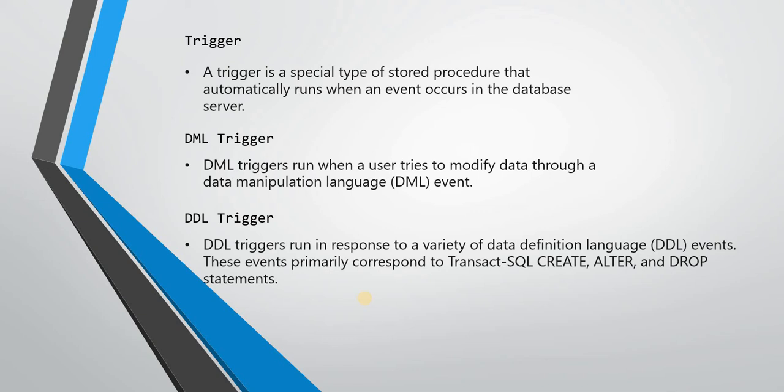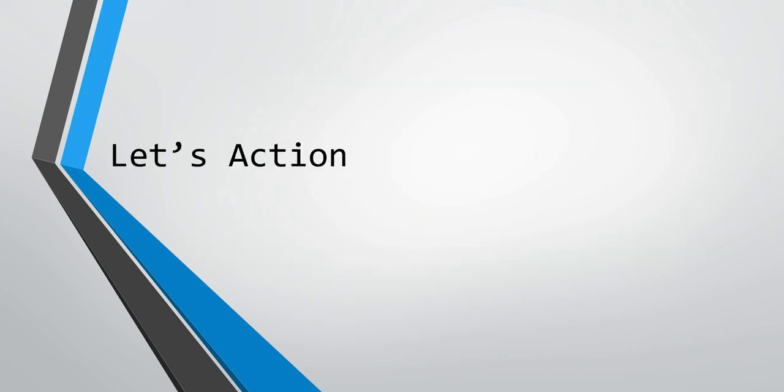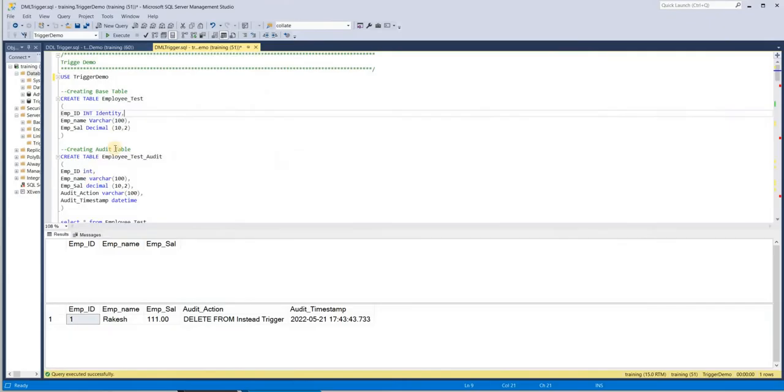Now this DDL trigger you can write on two different scopes: one on the instance level, and the other on the database level. So if you want to keep track of all the schema changes on all the databases, then you need to write it on the instance level, or else you can write it on a database level. Okay, let us move directly to the practicals.